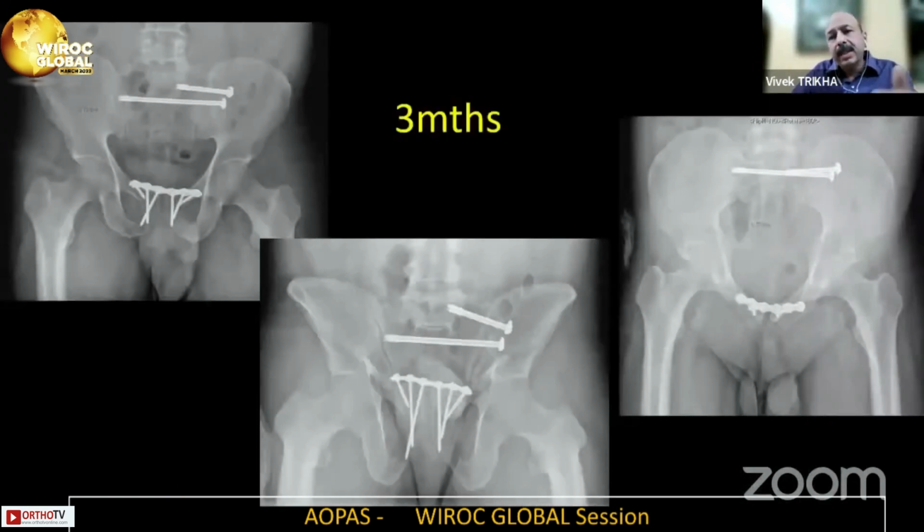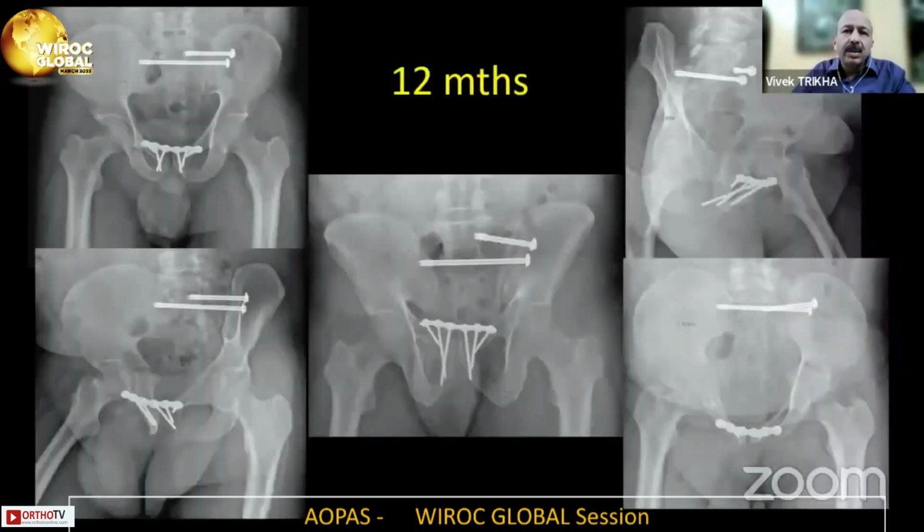And you can see that the stability of that fixation has been good. We have been able to maintain that fixation at 3 months and 12 months, when he has been able to do all his activities.